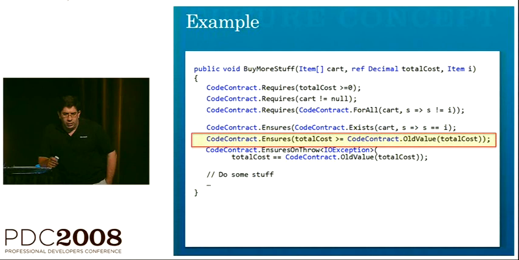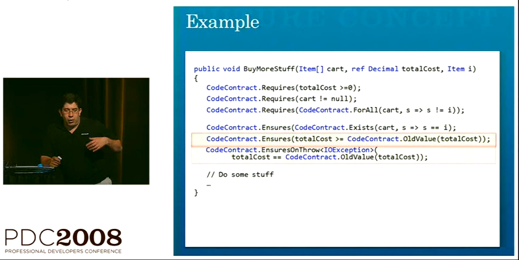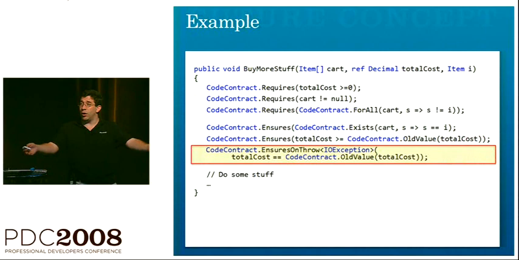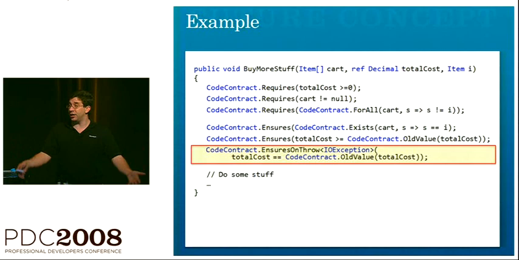And then the most interesting place for this is exceptions. It can be pretty hard to do assert statements around exceptions. Imagine you want to assert that when an exception is thrown, stuff is unchanged. Say, for instance, that the total cost is unchanged when an exception is thrown. That's the kind of thing that can be hard with assert statements. Code contracts makes that very easy to do.